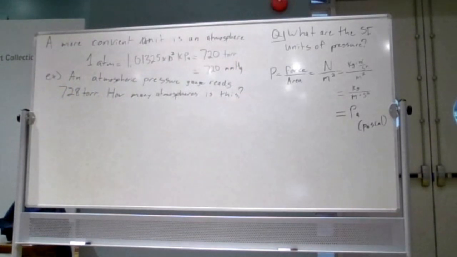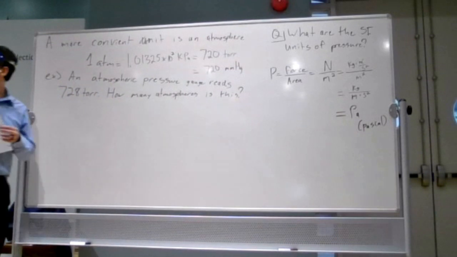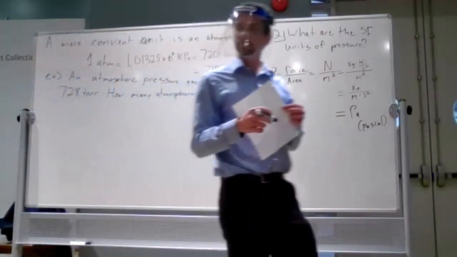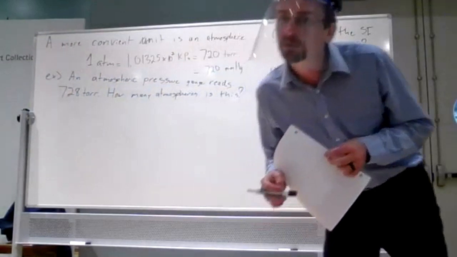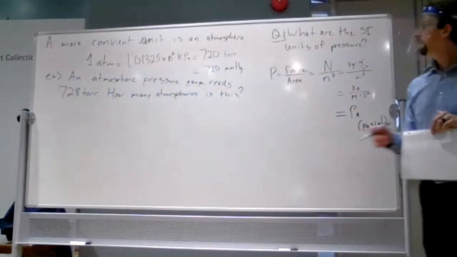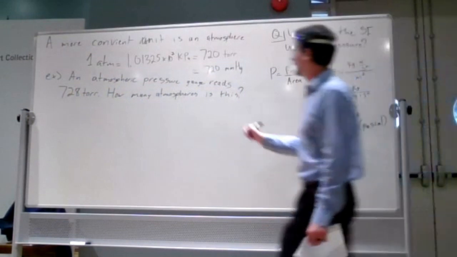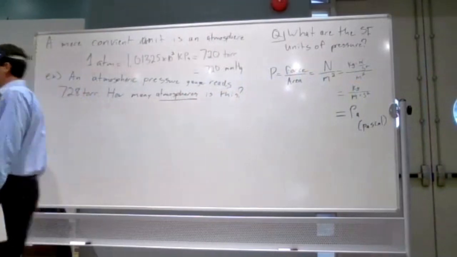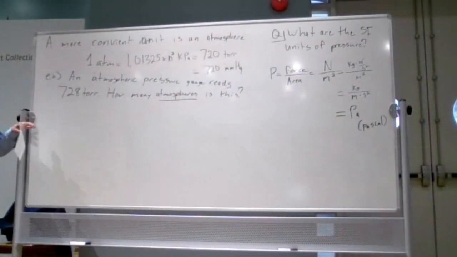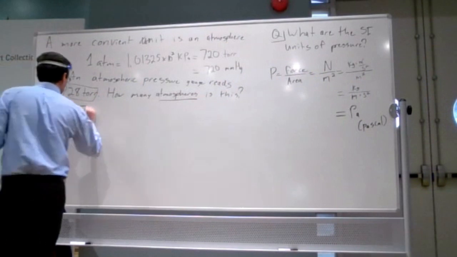Okay, what are we looking for on the problem? Are we doing on time? We're good on time. What are we looking for? Atm. Yeah, we're looking for atms, right? Tell me some important information. What's the only bit of useful information here? Yeah. So let's start with that 728 torr.